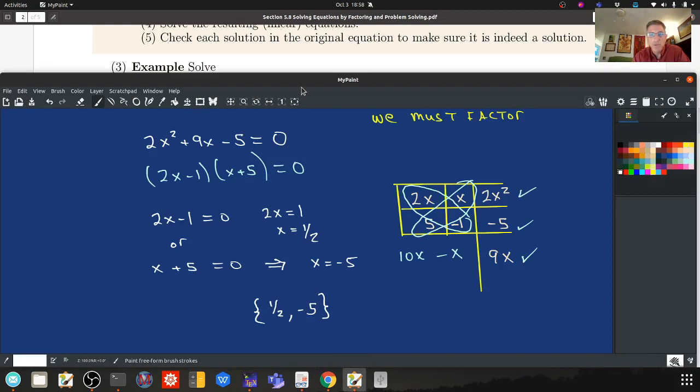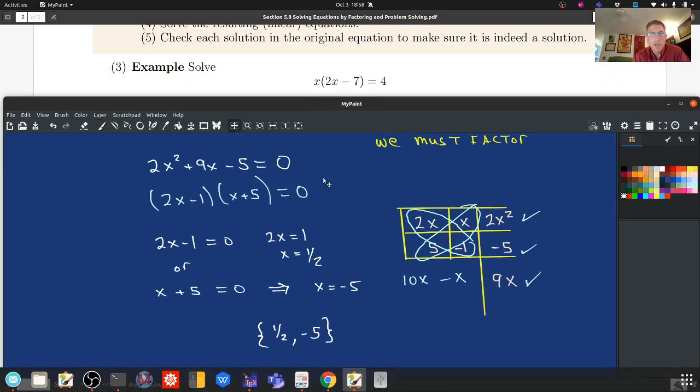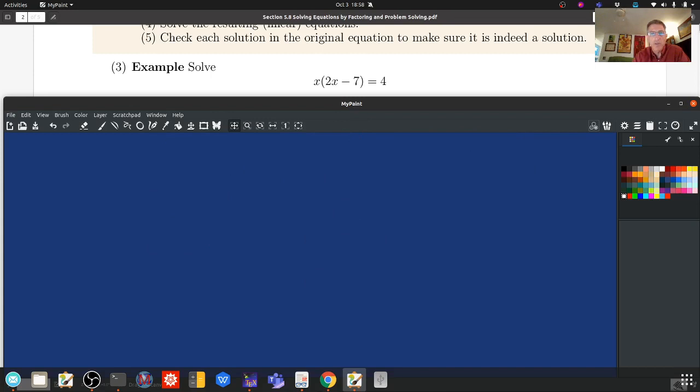These are all some good examples. So there's no way, it looks like it's easy to solve in this form. It's not. We can't solve it in this form. So we have x times 2x minus 7 is equal to 4. So let me give you the general form. We always want it in the general form. So when they say to put it in the general form, this is what that general form looks like.